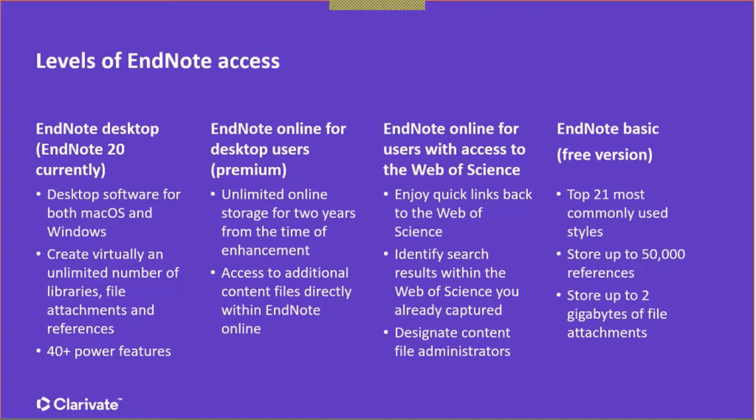And then on the flip side, within the Web of Science itself, if you perform a search and one of your search results, let's say, is already captured in your EndNote online library, there's a little icon indicator to let you know that you've already captured that particular reference, which will help save you from creating duplicate entries in your EndNote online library.